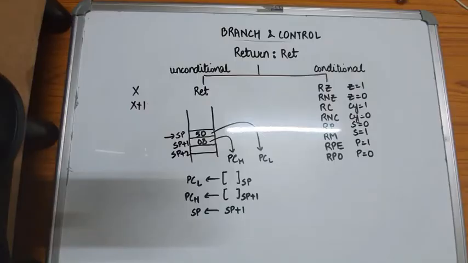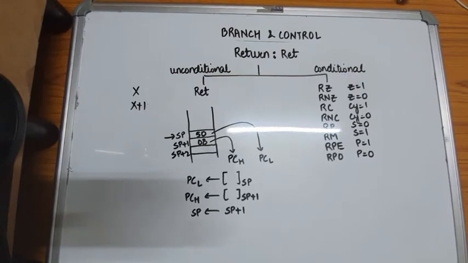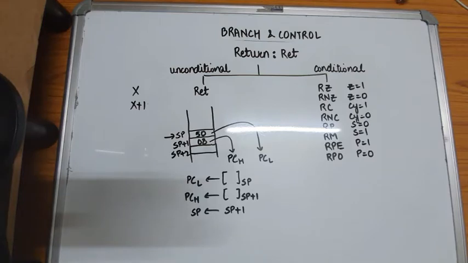In this video, we are doing the topic of return, which is an instruction in the branch and control group. We've already done how it is executed in the introduction video of branch and control. Here we are doing it in a little more detail. The return instruction is written as RET in 8085, and it is divided into two categories: the unconditional return and the conditional return.